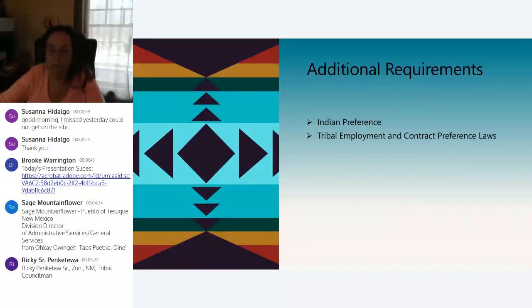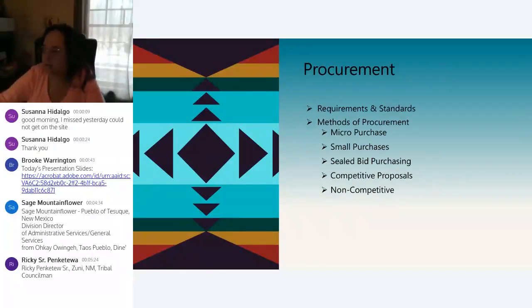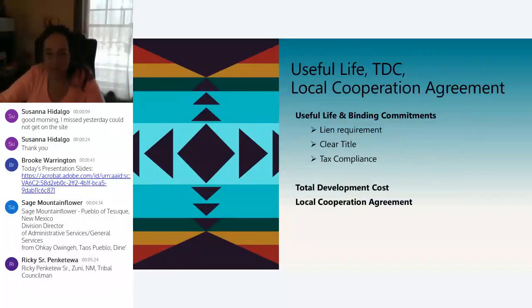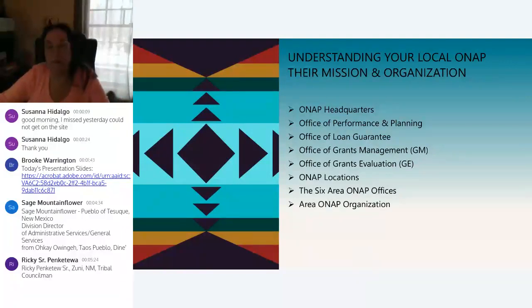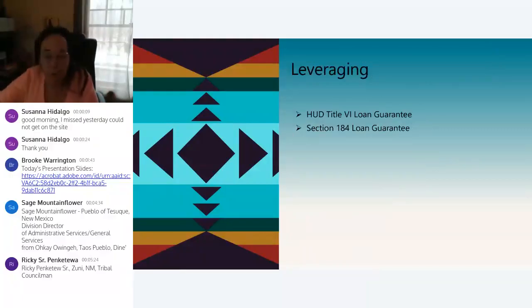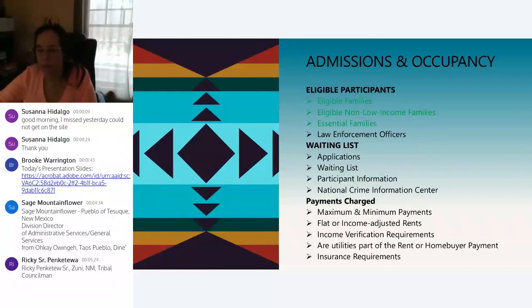We've got quite a few here. Indian preference, lease requirements, procurement, conflict of interest, many different ways. Useful life, local cooperation agreements, labor requirements, understanding your HUD office. Nobody ever really explained who did what where. And they'll say, well, you need to talk to your grants management office, or that's over in grants evaluation. Well, how are you going to know what they do unless somebody explains that office? So hopefully this will help you with that also. And then the HUD Title VI loan guarantee and the 184 program.